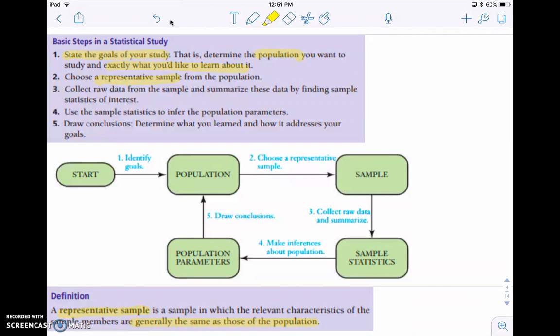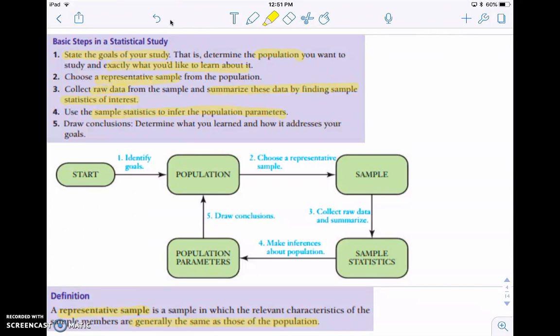So getting a representative sample, then collecting the raw data. This can take quite a bit of time. I've done this in the past myself. It takes quite a bit of time sometimes to collect the raw data and then summarize these data by finding sample statistics of interest. Then use the sample statistics to infer or to make predictions about the population parameters.